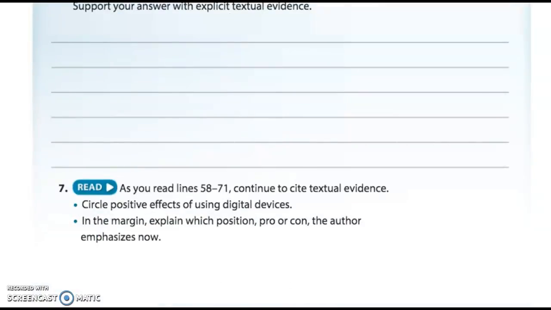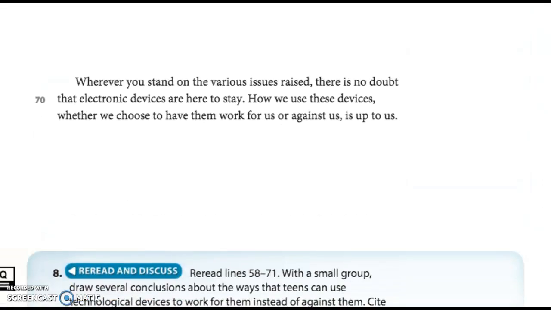All right, let's go ahead and go to now the last page, page 82. Wherever you stand on the various issues raised, there is no doubt that electronic devices are here to stay. How we use these devices, whether we choose to have them work for us or against us, is up to us. Nice. So the author has a very nice concluding paragraph here. It's really just 2 sentences. And after showing us the goods and the bads for technology, the author says it's up to us whether we want to decide if technology and teenagers is a good combination or not.